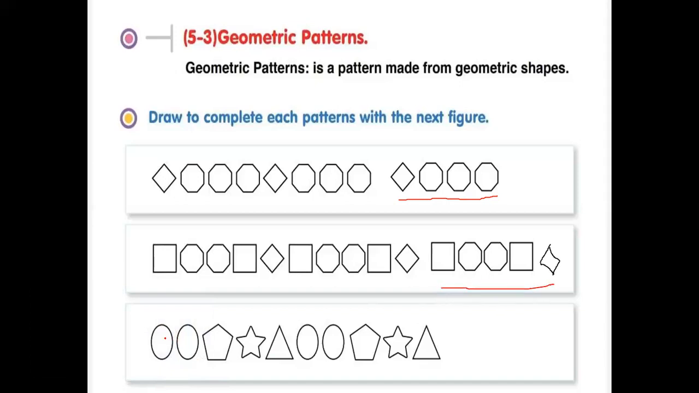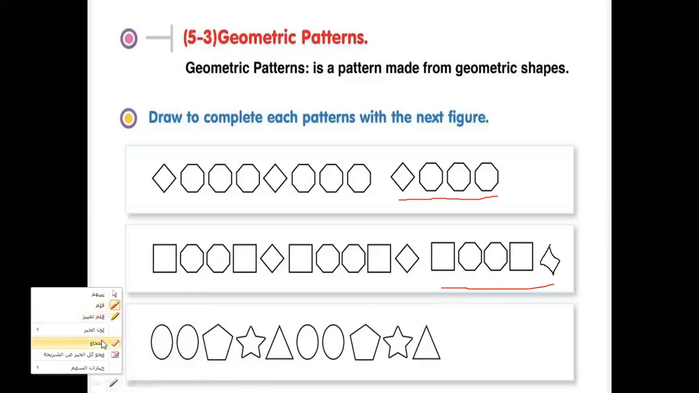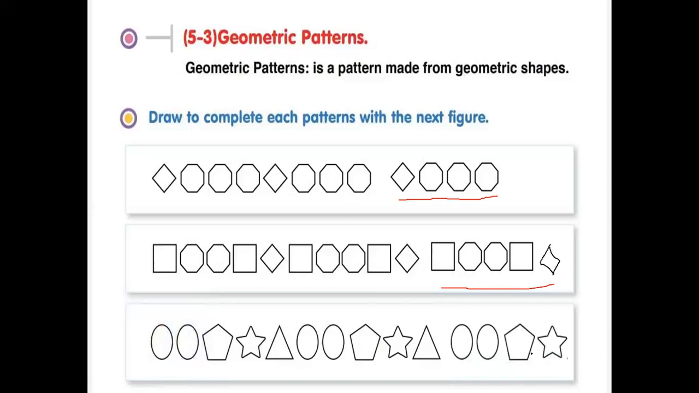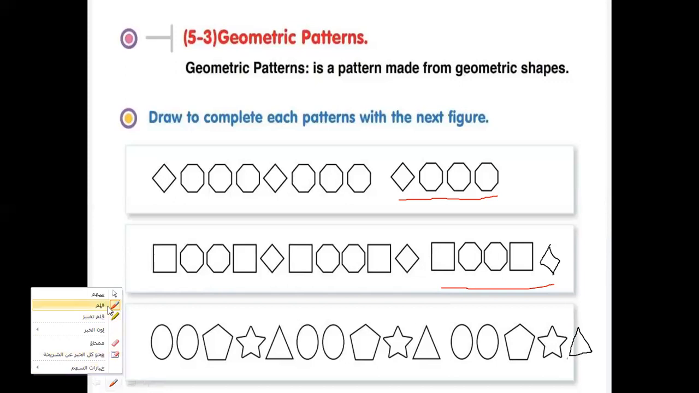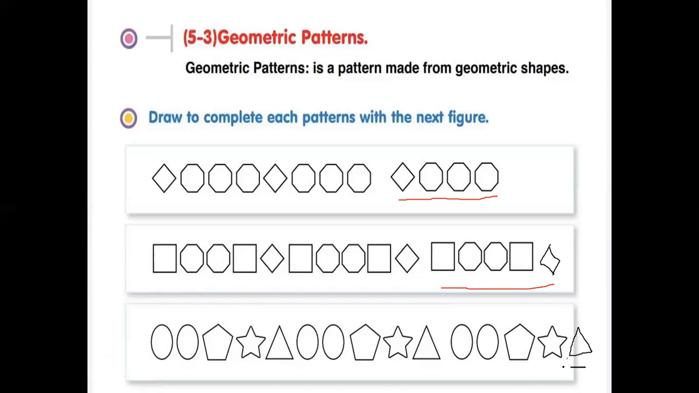Okay, the next one, we have two oval, pentagon, star, triangle. So what is the next figure? What are the next shapes? Yes, we have two ovals, pentagon, star, and a triangle. Okay, so this is the next figure.